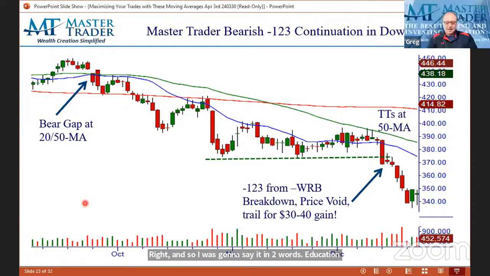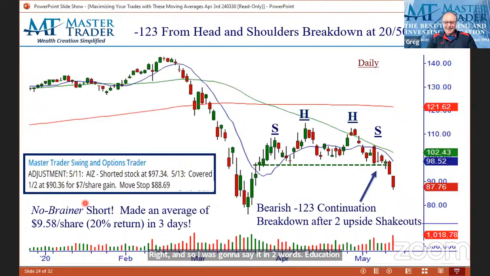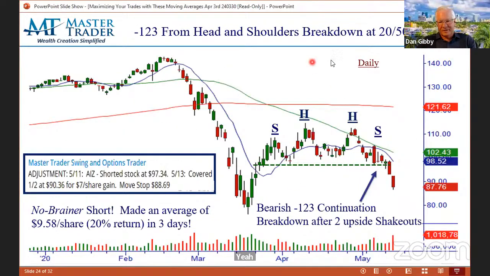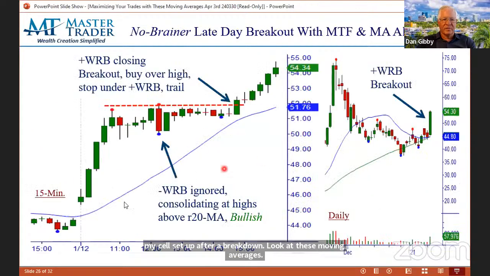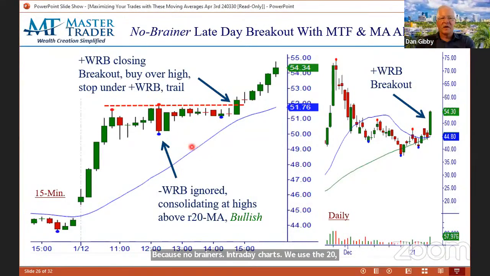Right. And I was going to say it in two words: education and seasoning. Same but different. Look at the moving averages. There's my breakdown. Here's my price void. Here's my sell setup after a breakdown. Look at these moving averages, they're just no-brainers. Intraday charts, we use the 20. Greg was talking to Don about the different ones he uses. So here's a consolidation into the 20 for a day trade, late day breakout.